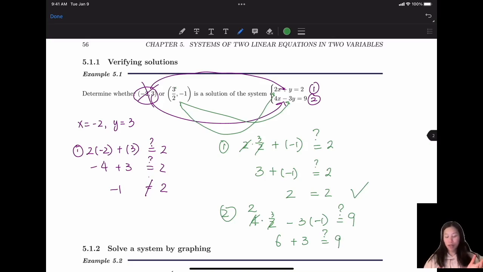Wow, the left side of the equation equals 9. The right side of the equation also equals 9. That means the second ordered pair is also on the second equation. So that means the second ordered pair is the solution of the system.